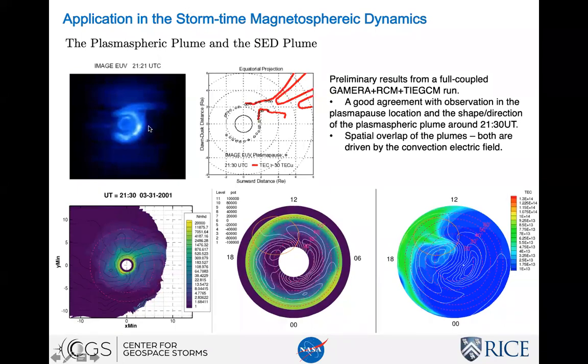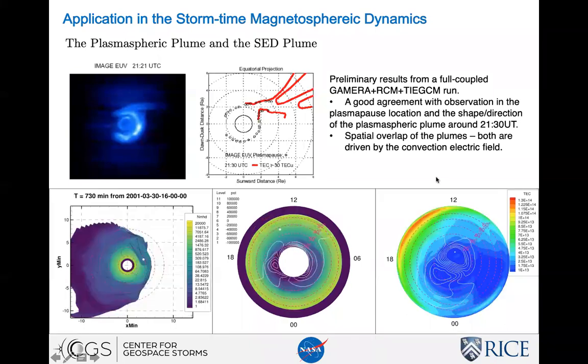So when it comes to the model data comparison, we find that the simulation results give a very good agreement with the observation in the plasma pause location, and the shape and direction of the plasmaspheric plume is quite similar with the observation around 21 UT, and also the spatial overlap of these two plumes has been reproduced by the model.